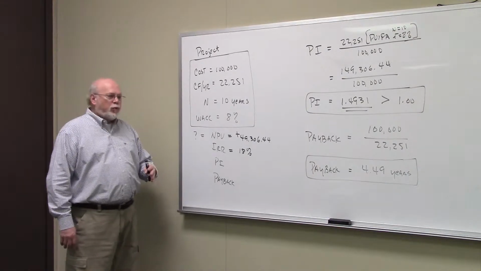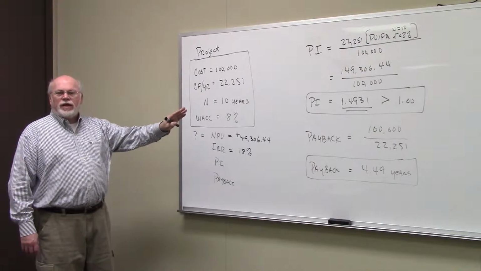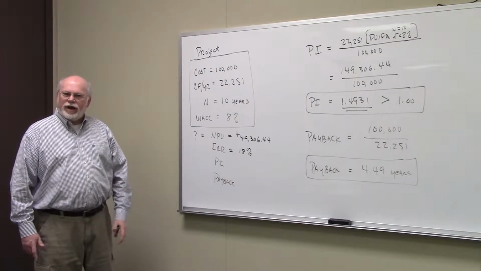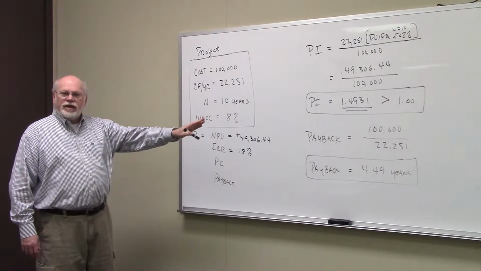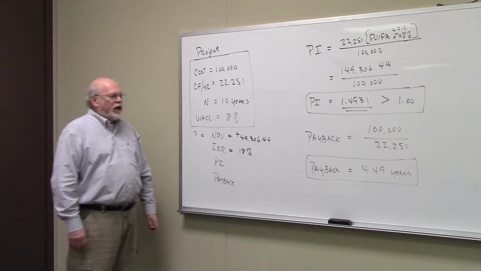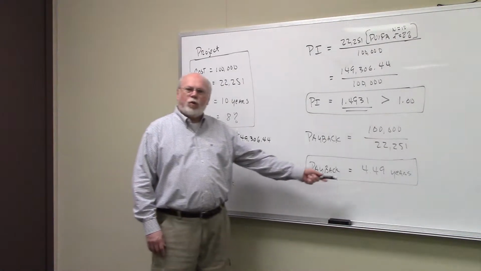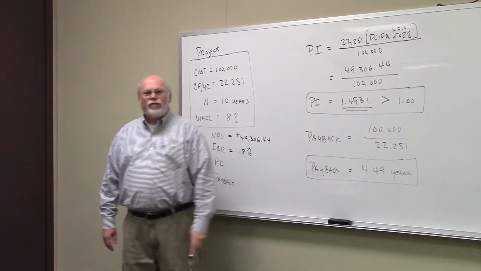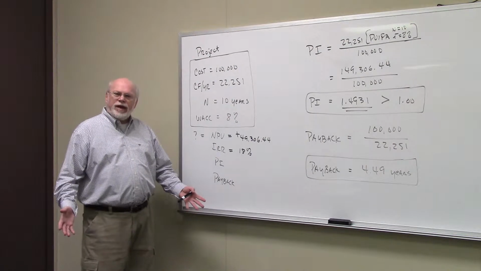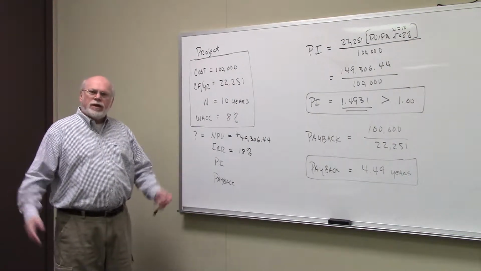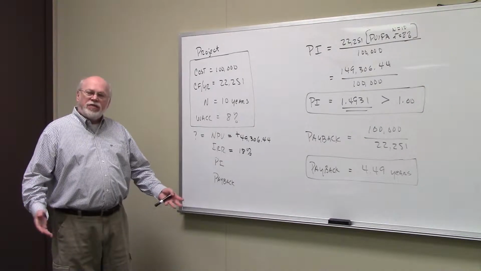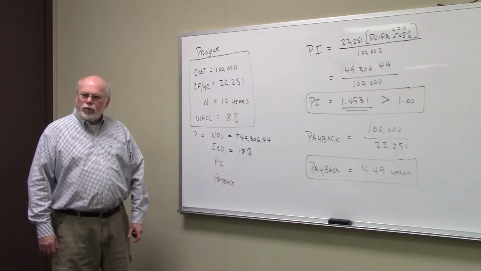From that investment, we're going to get cash inflows each year of $22,251. If you take the initial investment, divide by the cash flow per year, in this case we get 4.49 years, roughly 4.5 years. Now, how do you make a decision with payback? Well, if you're willing to wait 4.5 years to get your money back, then indeed this would be a project you'd be willing to accept.